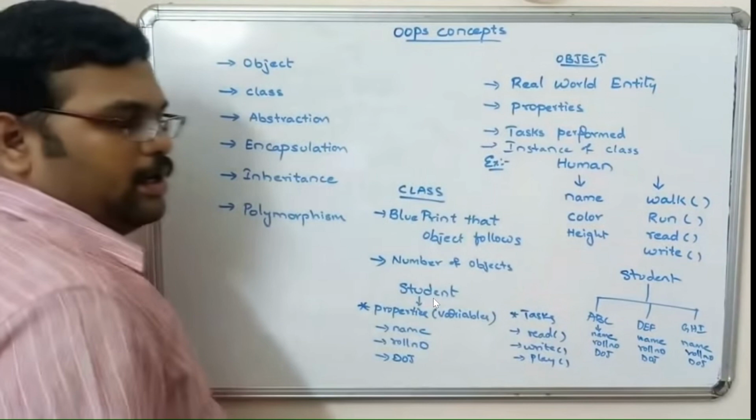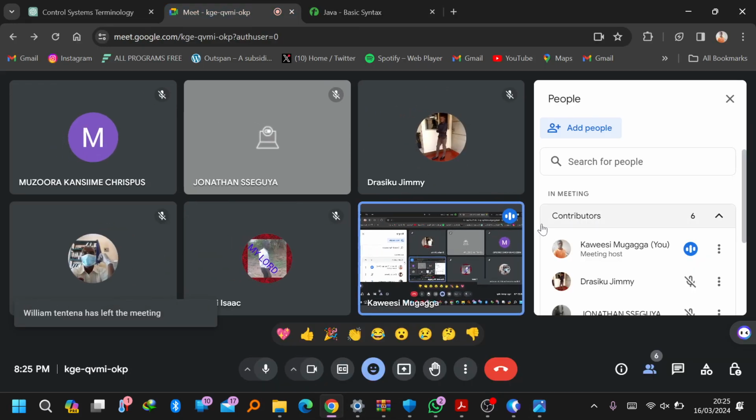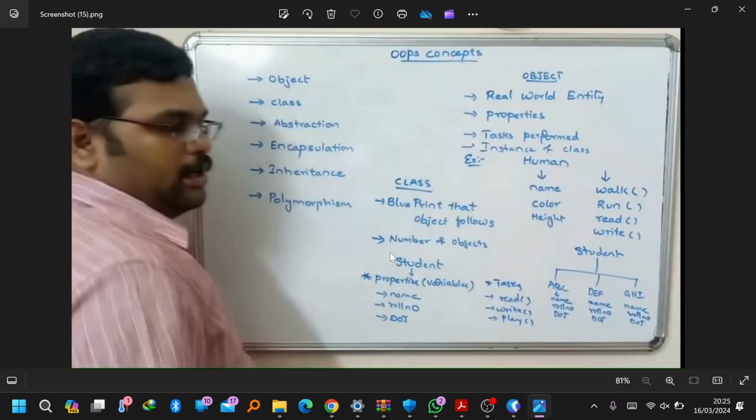So you have a student class, and we are saying this class has properties, or call them variables, like name, roll number, and date of joining the university. Then every object under this class performs tasks, which we call methods in programming, like read, write, and play. So I hope we have understood what a class is. We are saying that a class is a blueprint that an object follows to exist. Blueprint that an object follows to do what? To exist.